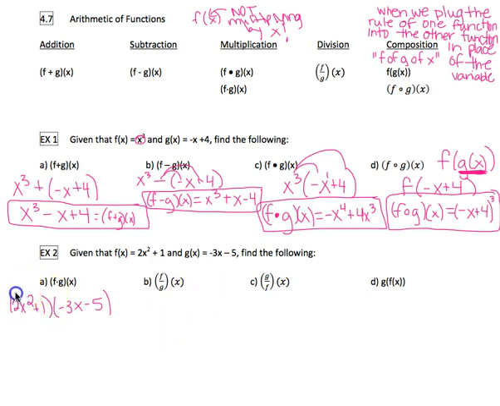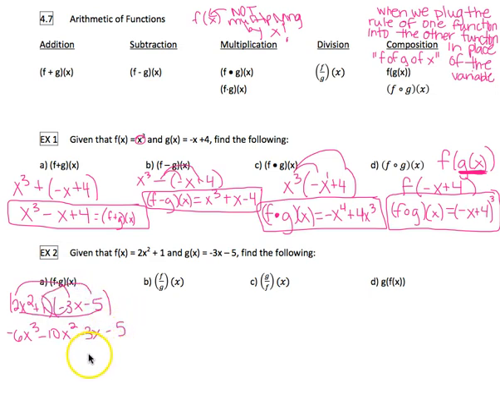So F for firsts, 2 times negative 3 is negative 6. X squared times x is x cubed. Outsides, 2 times negative 5 is negative 10, and x squared. Insides, 1 times negative 3x is negative 3x. And then last, 1 times negative 5 is negative 5.